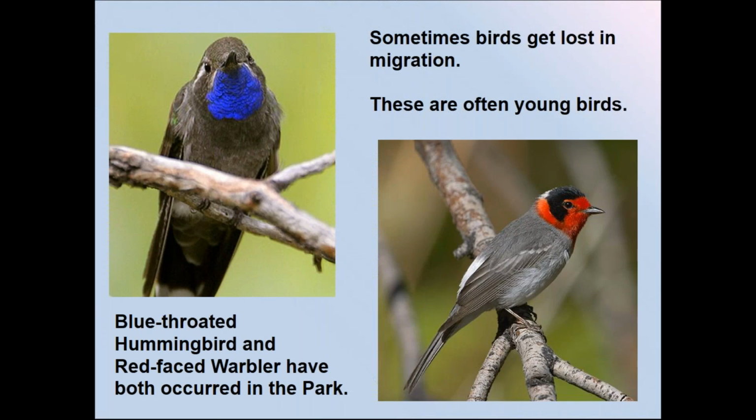These are some rare birds that have occurred in Joshua Tree National Park. So always be on the lookout for something strange, especially in the fall. Blue-throated hummingbird, which you normally see down in Mexico and in southeast Arizona, has occurred in the park. And also red-faced warbler, another what we call a neotropical migrant, has occurred in Joshua Tree National Park. But normally you'd go to Arizona, southeast Arizona, to see these tropical specialties.